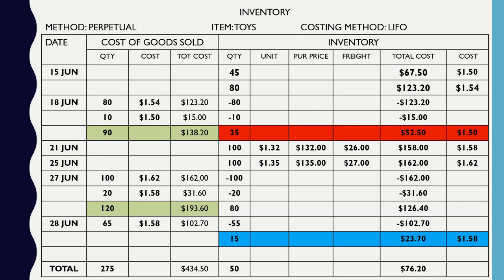Once again, same exact concept, except the difference here is just understanding which batch of inventory you're going to take out and cost the goods sold that way. So that's how you tell the difference between FIFO and LIFO. It's basically looking at the batches of inventory that you have currently and picking which one you're going to eliminate and calculate the cost of goods sold.